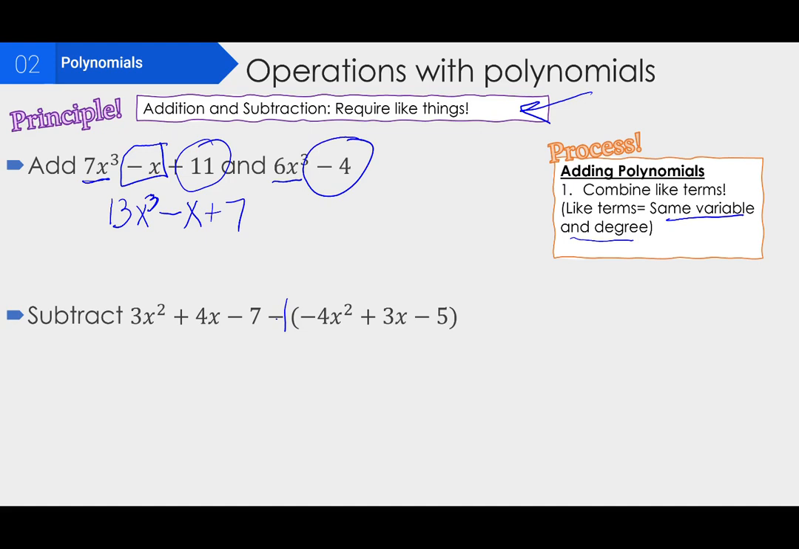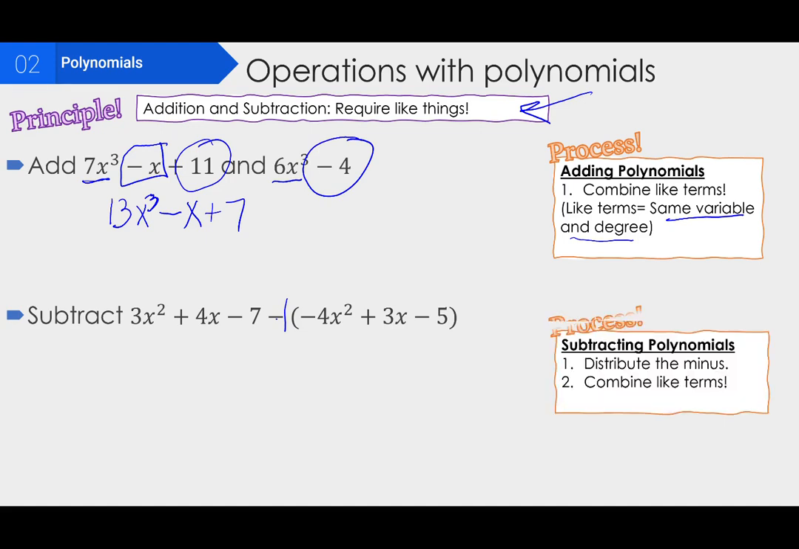Subtraction just has one more step because there is a sneaky little negative 1 here that needs distributed. We're going to subtract that whole trinomial at the end, so we're going to need to distribute the negative 1. So that's our process here. First, distribute the minus, or you can treat it, if it helps you, like a negative 1. That helps some of your students as well. And then it's the same thing. We're just going to combine like terms again. So we'll distribute that first.